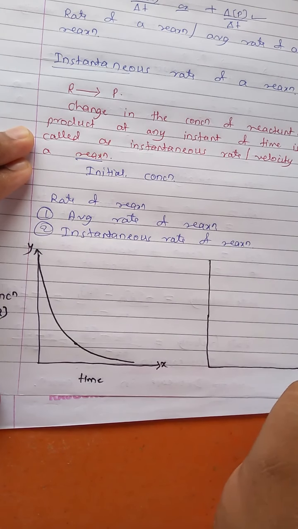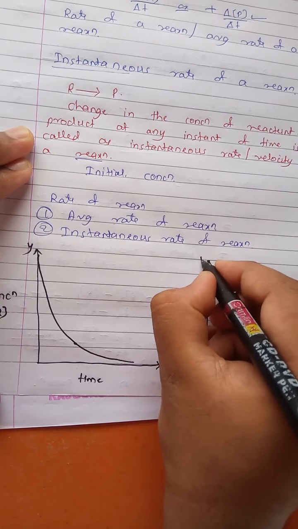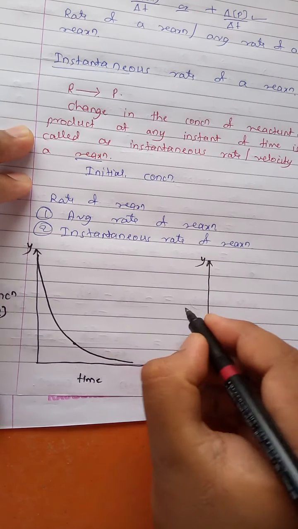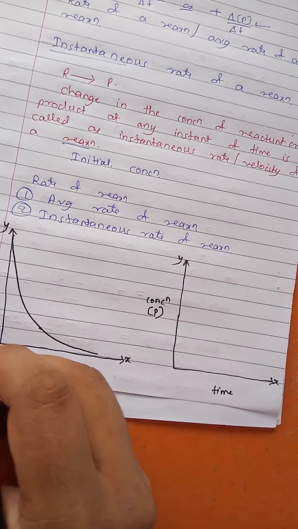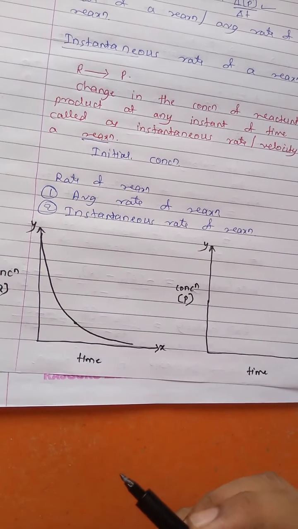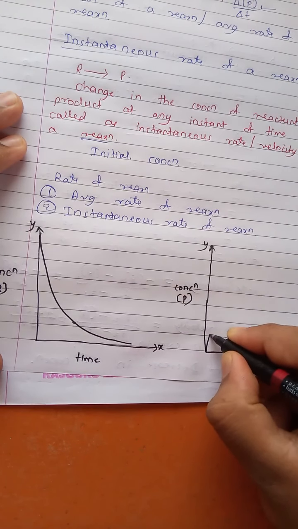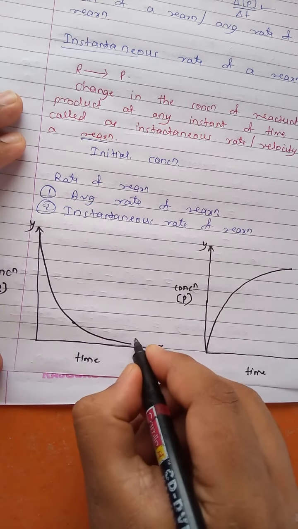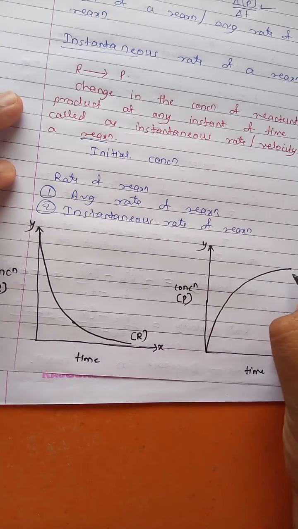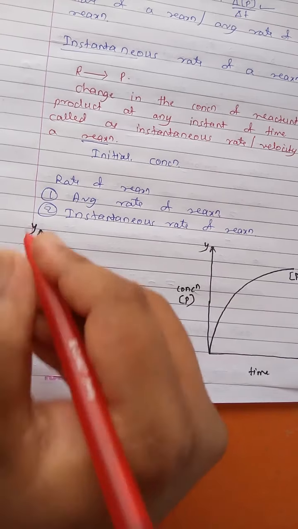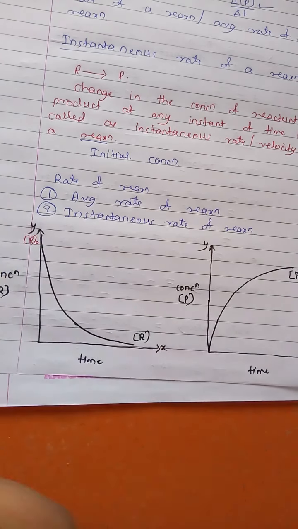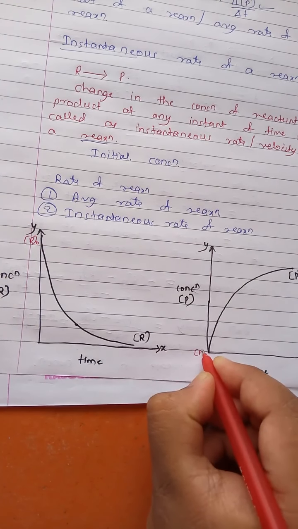If we take the concentration of product, this is the y axis, and time on the x axis, this is concentration P. If the concentration of reactant is going to decrease, then the concentration of product is going to increase, right? This is the concentration of reactant, this is the concentration of product. Next, these are two graphs for the same reaction. In this reaction we can define the different terms. It is at the initial concentration. Next, this is the initial concentration of product.